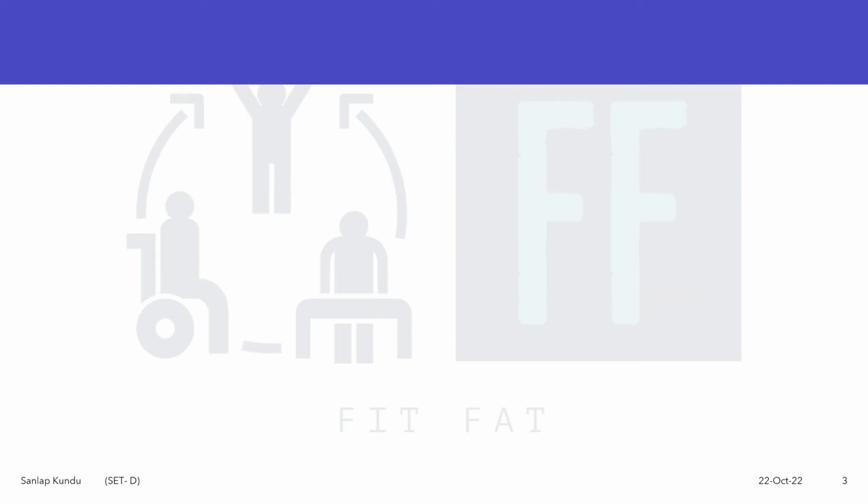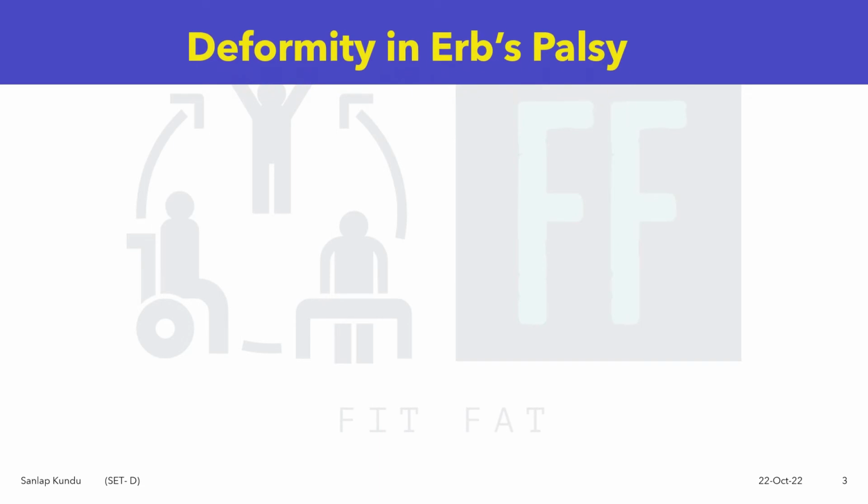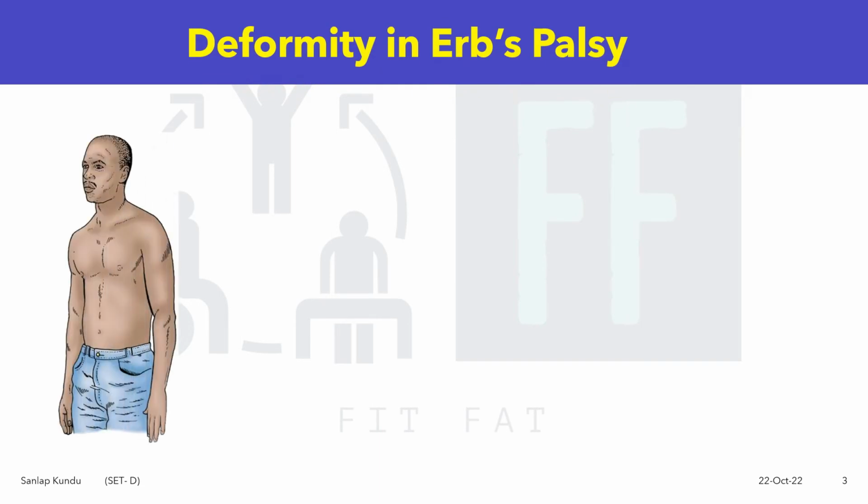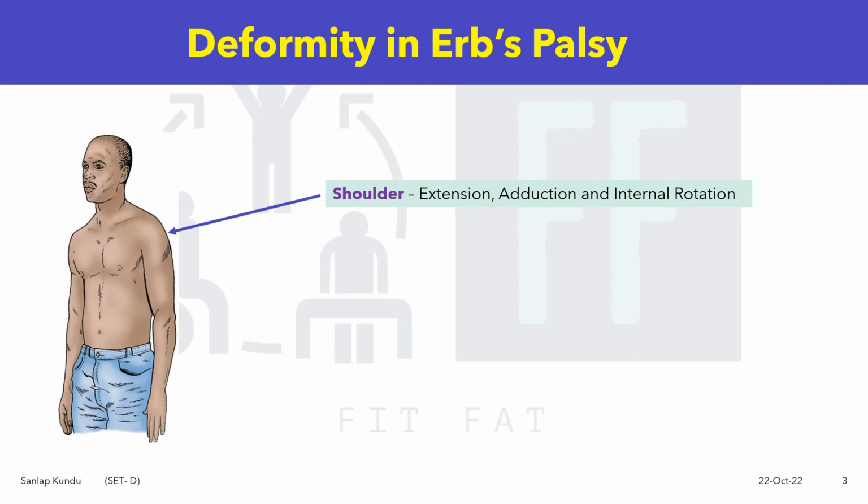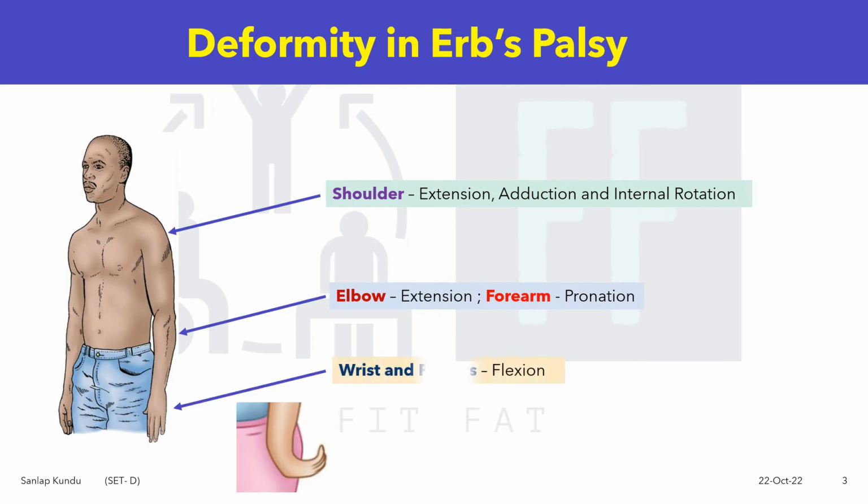Now I think many of us know the deformity in Erb's palsy, but let's see it from this figure. So you can see in the shoulder region, it stays in extension, adduction and internal rotation. The elbow stays in extension and the forearm is pronated, and the wrist and fingers are in flexion. So this deformity is called policeman's tip deformity or waiter's tip deformity.